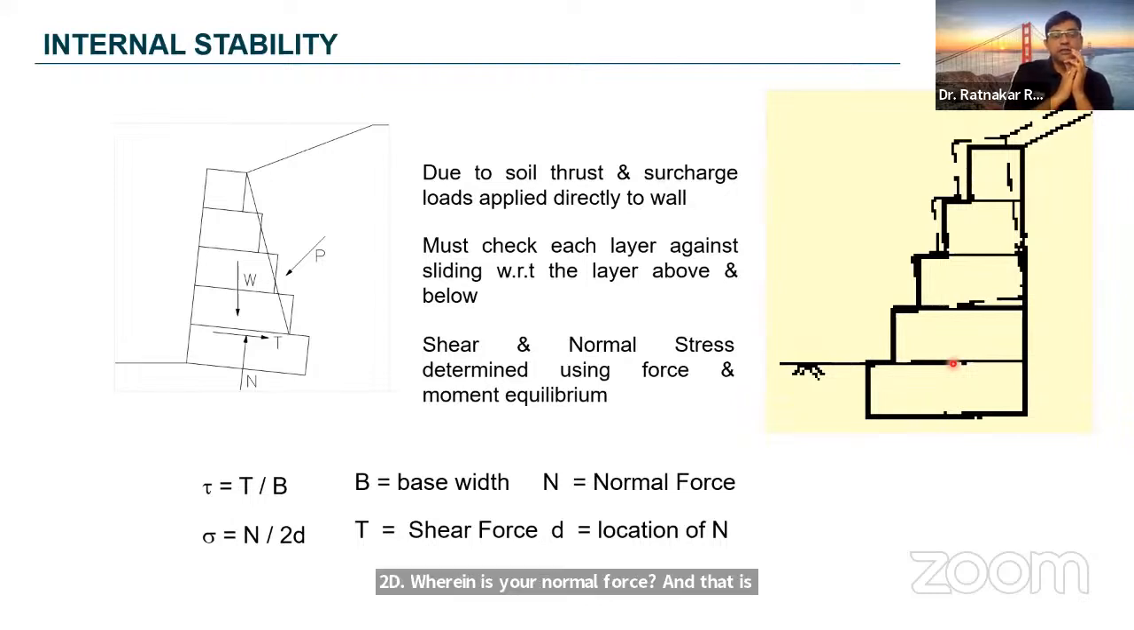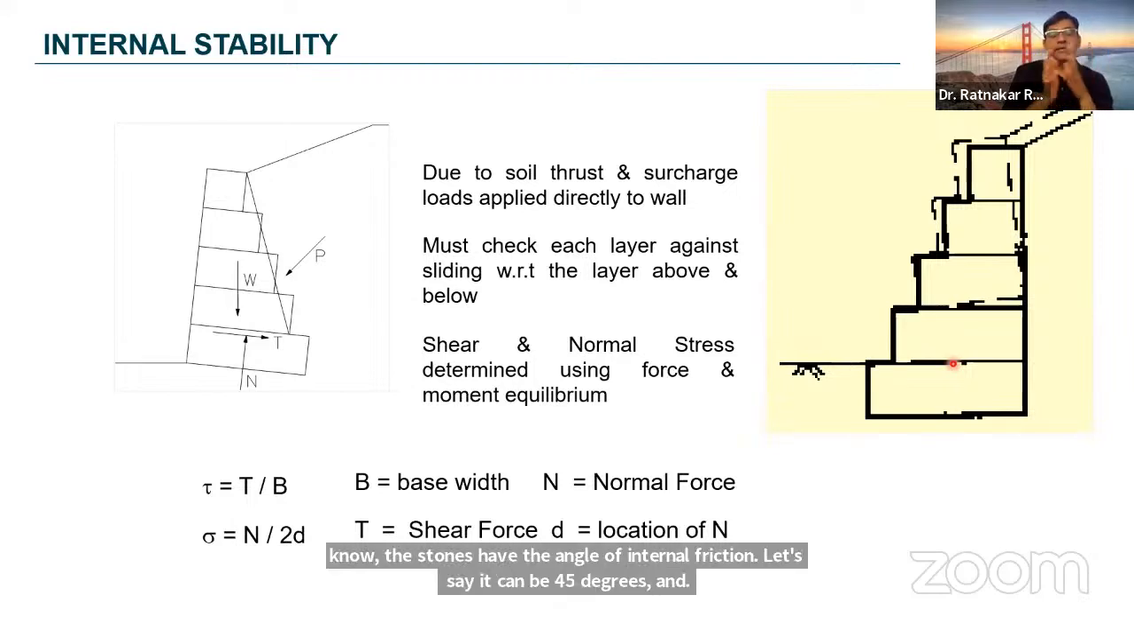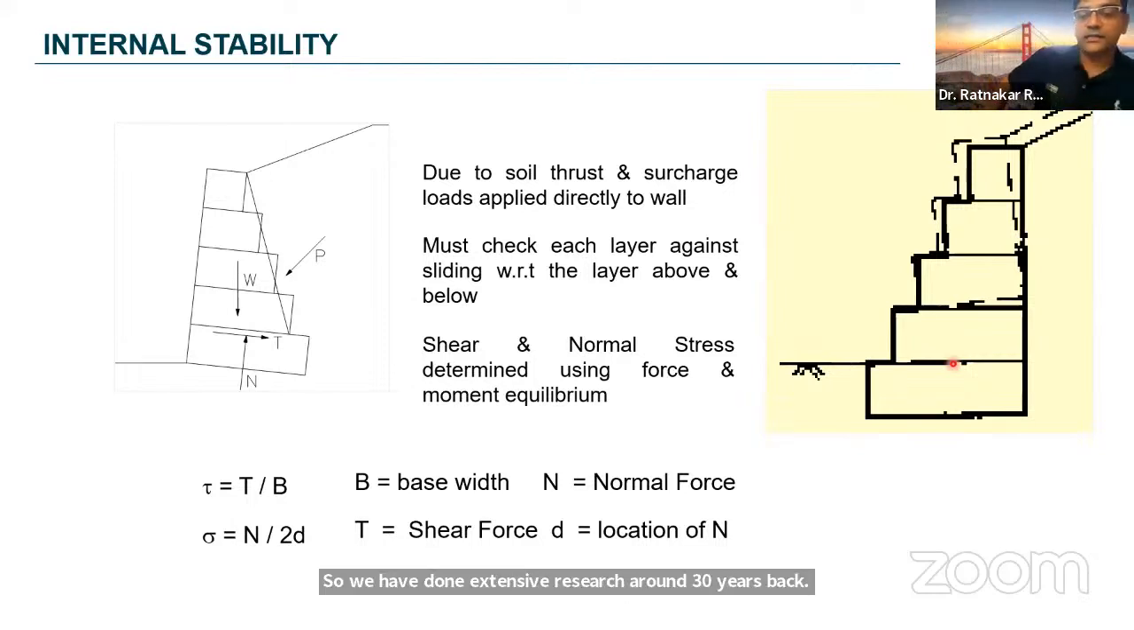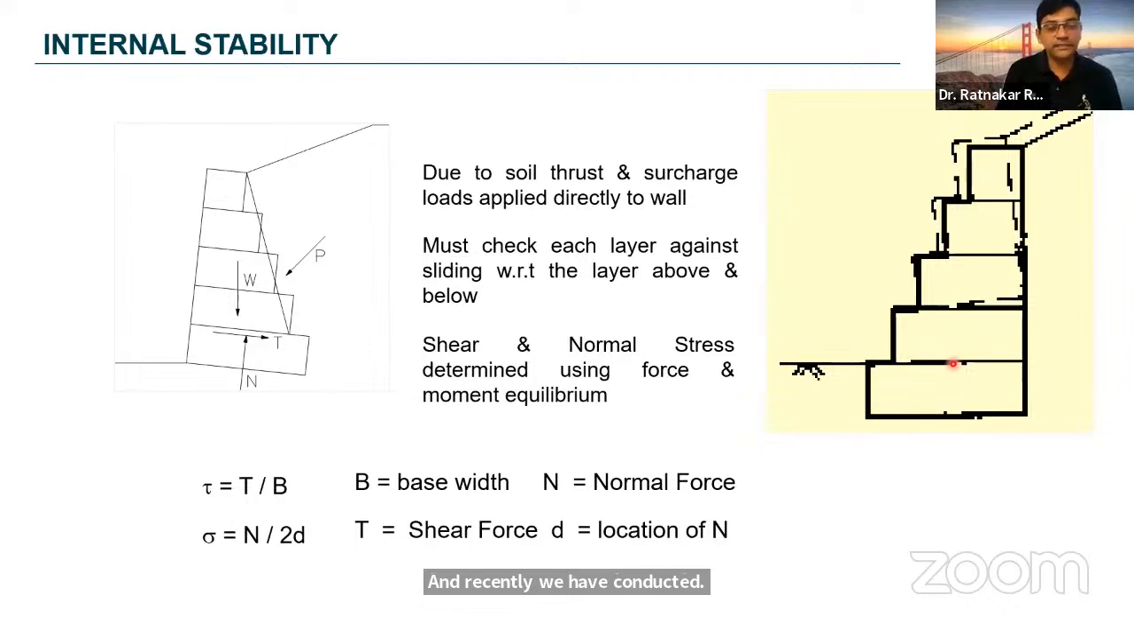Now, the stones have the angle of internal friction. Let's say it can be 45 degrees. And the effect of mesh can be quantified in terms of the cohesion. So we did extensive research around 30 years back, and recently we have conducted another research basically on compression and shear testing, and we have arrived at these compression shear parameters, and then we have come up with a design method now which can take care of even predicting the movements of the Gabion walls.